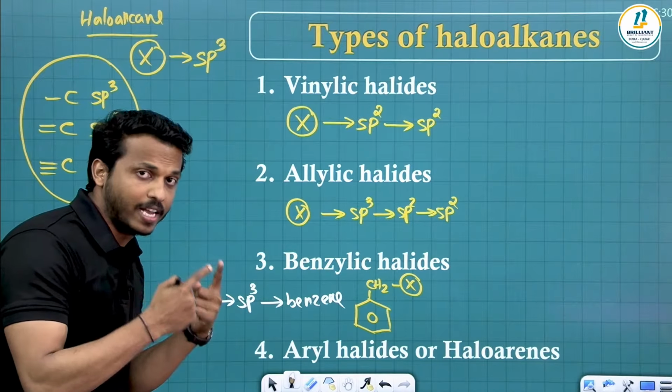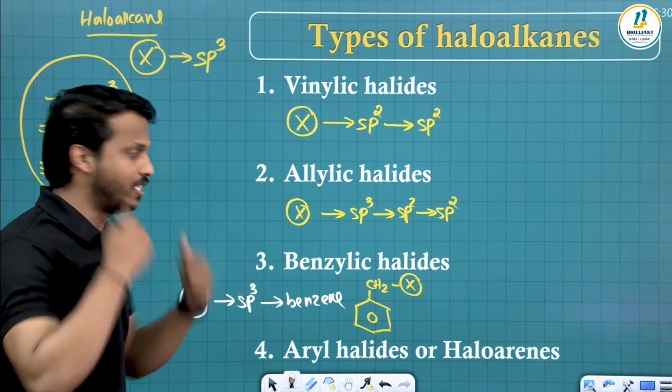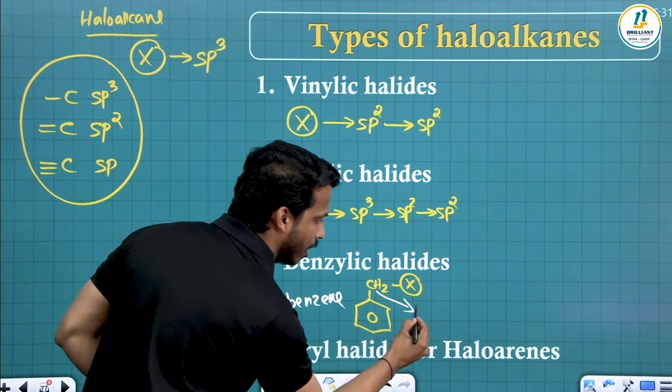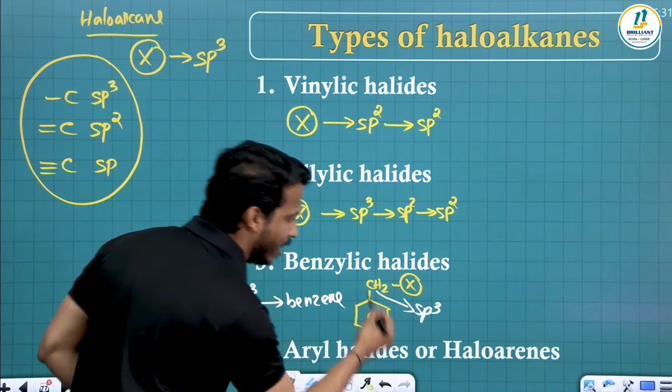Halogen connected to carbon sp3, then it's connected to benzene. See, all of you, halogen connected. What is this carbon's hybridization? Full single bond, sp3. See, then a benzene ring.